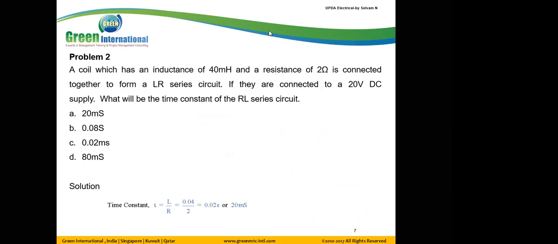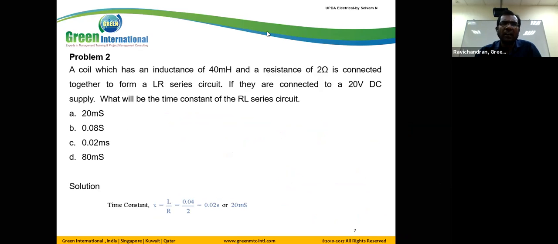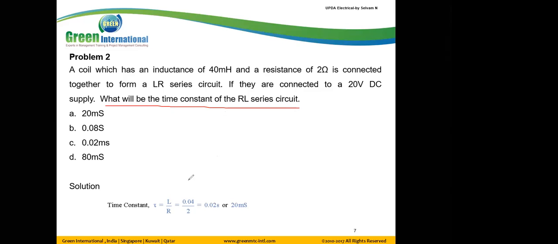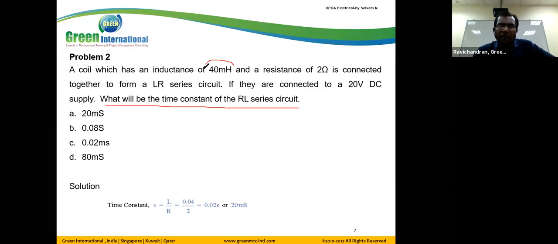So next question, the same question. Now they ask what will be the time constant. The formula for the time constant of an RL circuit is tau equals L by R, where L is 40 millihenry. Just remember that here they give millihenry, so you convert. 40 millihenry can be converted to Henry because the unit for inductance is Henry, not millihenry. So substitute this value and we get the time constant 20 milliseconds.